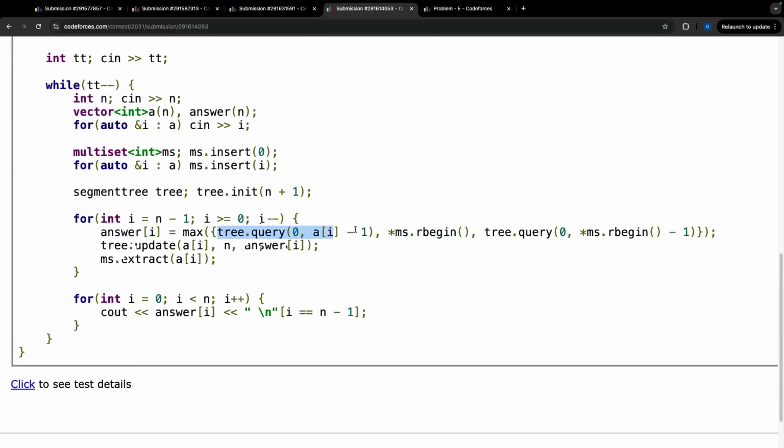Or you go towards the right to a smaller element and find it. So basically, if you query 0 to ai minus 1, you get whatever maximum possible value is there for all elements between 0 and this number. Otherwise, what is the next thing we can do? We can go towards the largest element on the left, and then go towards the right to a smaller element. The largest element on the left is ms.rbegin. So I query for all elements between 0 and ms.rbegin minus 1, basically saying that you go to the largest element and then query for all elements smaller than it.